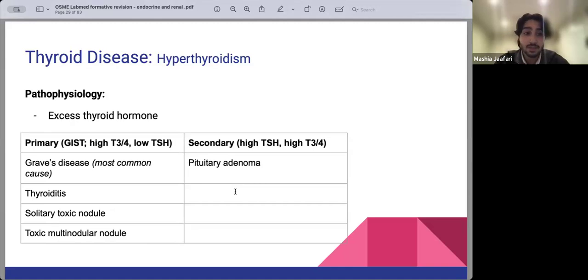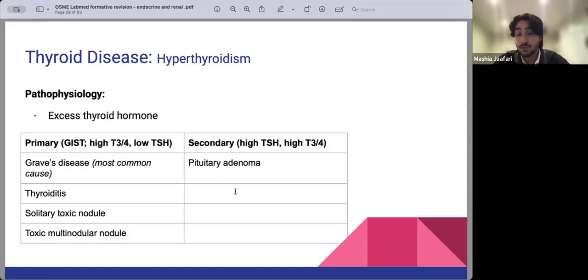due to thyroiditis, a thyroid nodule that's toxic. So when we say it's toxic, it basically means that it's releasing thyroid hormone. Most nodules are not toxic. So when you hear toxic, it means it's releasing thyroid hormone. Or it can be a toxic multinodular goiter, where basically you have a big thyroid gland with multiple nodules that are all releasing thyroid hormone.